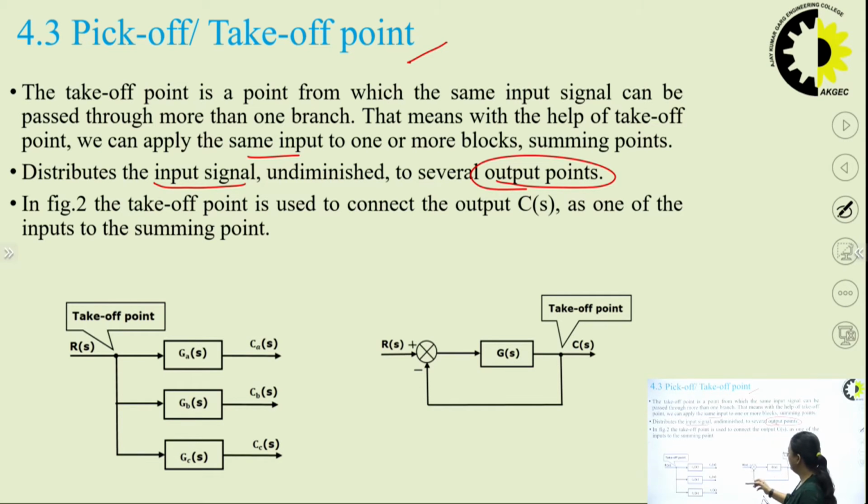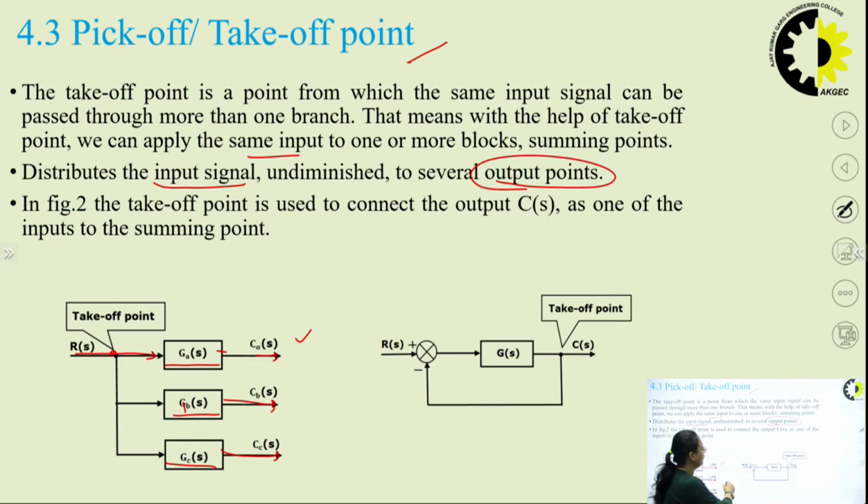You can see here in figure 1, this is the takeoff point. Why? We have this input R(s) and I am giving it to 3 different blocks. The same input is given to 3 different blocks. The first one has gain G_A(s), another has gain G_B(s), another has G_C(s), and I am getting 3 different outputs coming from these 3 blocks, right?